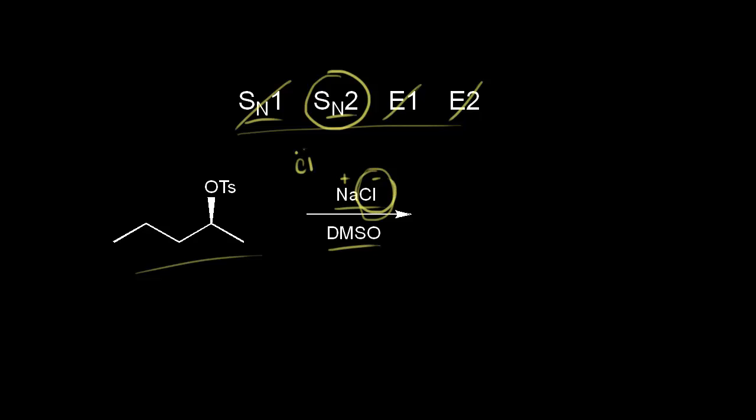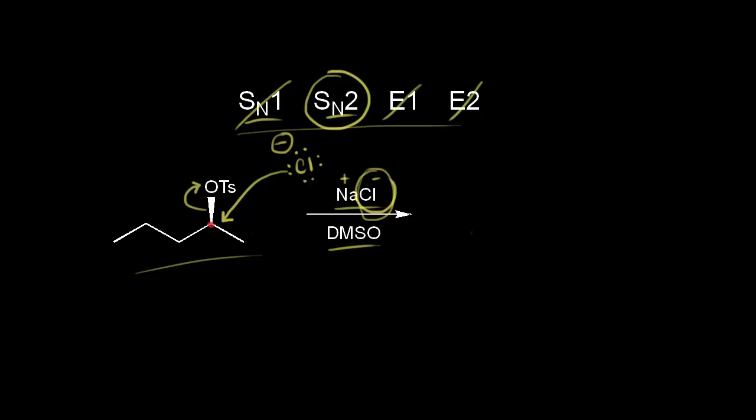So let me draw it in over here. So this is with a -1 formal charge. In an Sn2 mechanism, our nucleophile attacks at the same time we get loss of a leaving group. And our nucleophile is going to attack this carbon in red. So we're going to form a bond between the chlorine and this carbon in red. And when the nucleophile attacks, we also get loss of our leaving group. So these electrons come off onto the oxygen, and we know that tosylate is a good leaving group.